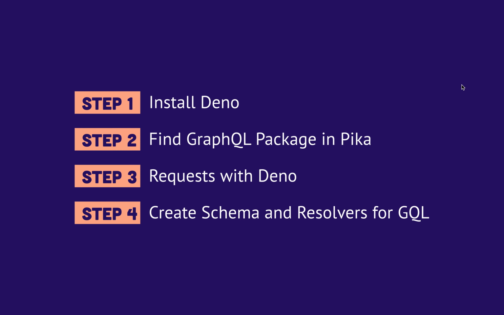And these are the steps we'll be taking. First, we'll install Deno. If you haven't installed it, I'll show you how to do it. Second will be finding a GraphQL package. Over the past couple of weeks, people came up with a lot of packages for GraphQL interaction, but we built ours around 18 days ago, so we have created it with a basic GraphQL package which is provided in Pika. Third is about requests. We'll show you how to make requests using Deno. First we'll do a simple request, and second will be the GraphQL request. And the third one is creating a schema and resolvers for GraphQL.